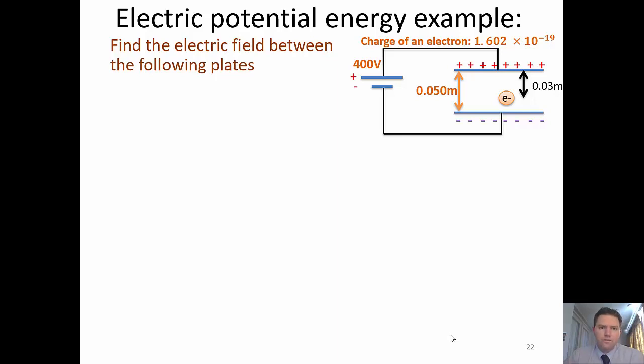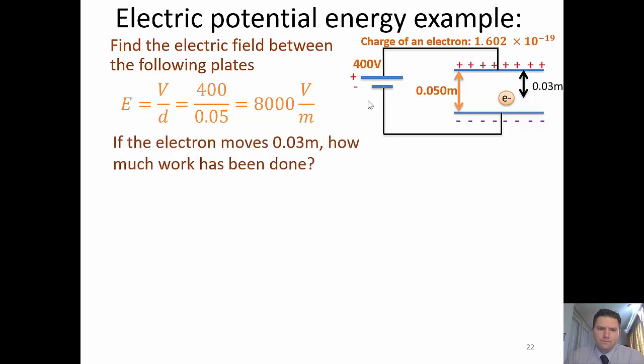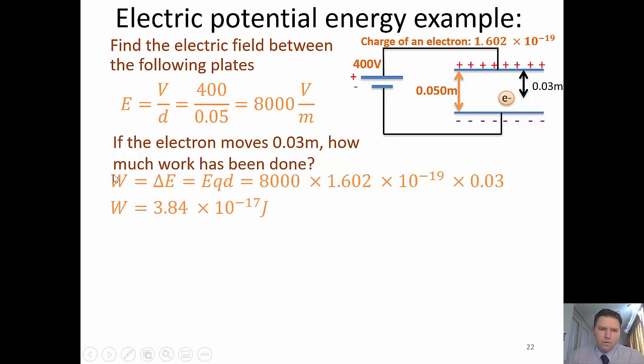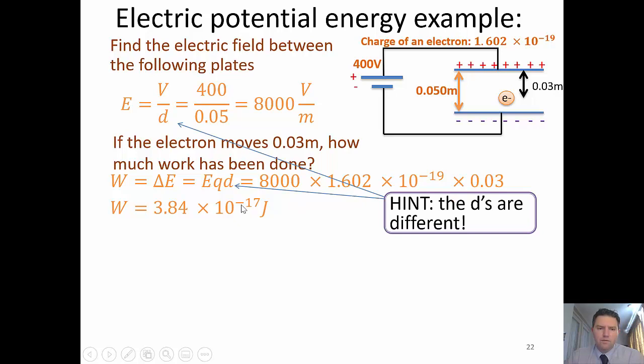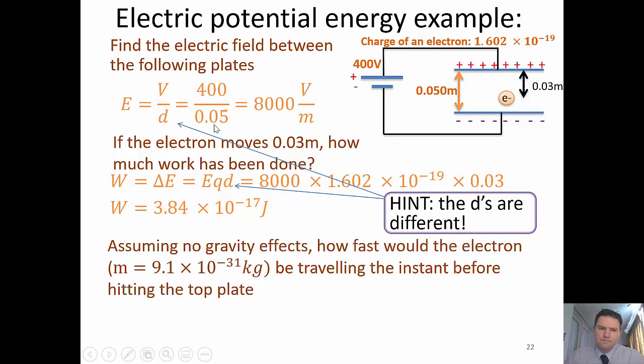Find the electric field between the two parallel plates. We have a voltage of 400 volts and a distance of 0.05, and that'll give us 8,000 volts per meter. If the electron moves 0.3 meters, how much work has been done? We know that work is force times distance, and we know that force is EQ, so really we're looking for work equals EQD. We know the electric field strength, we know the charge, and we know the distance, and so that tells us the amount of energy. And that's a really big hint: those D's are not the same.